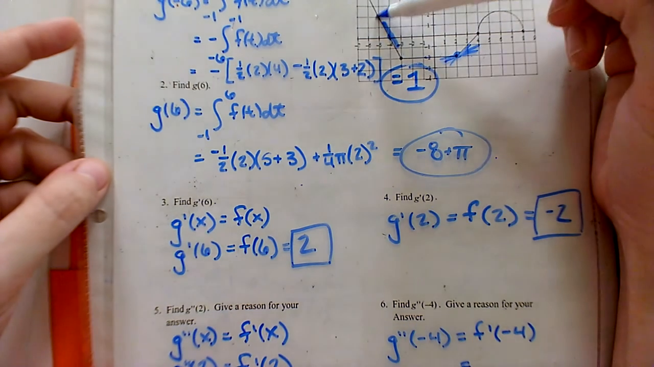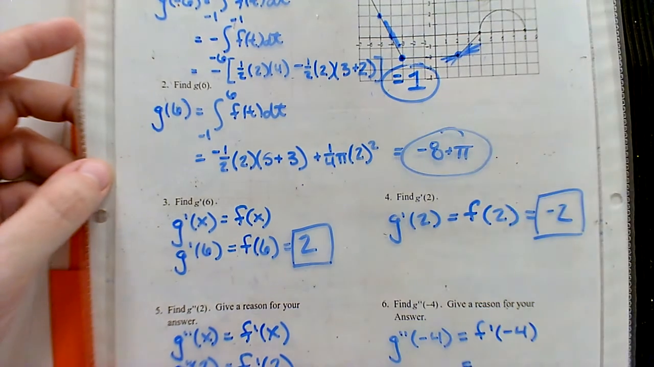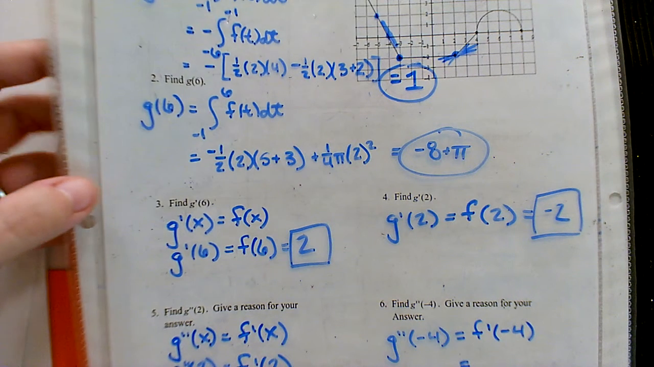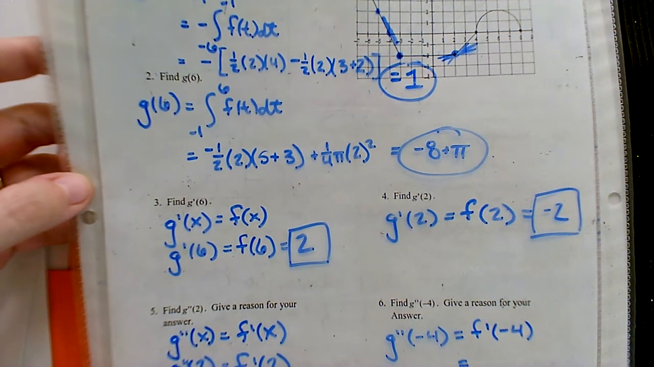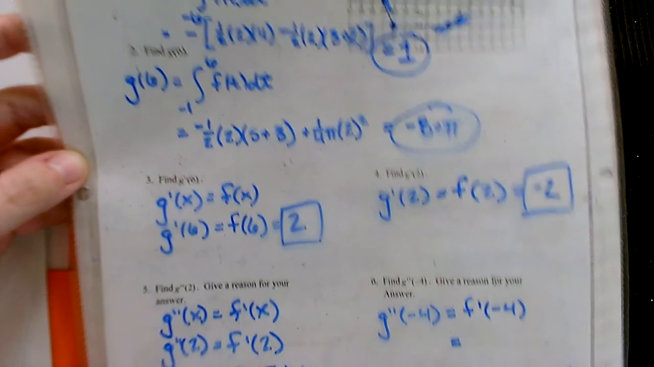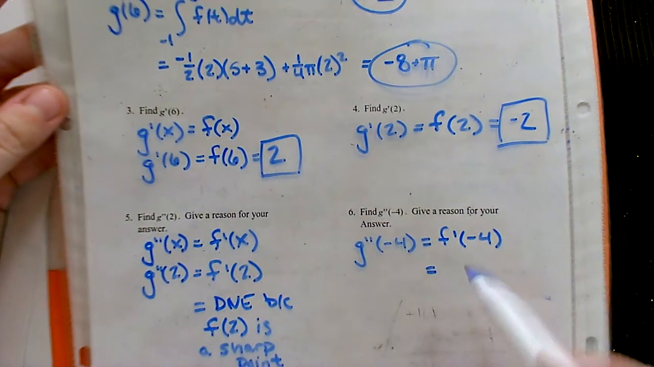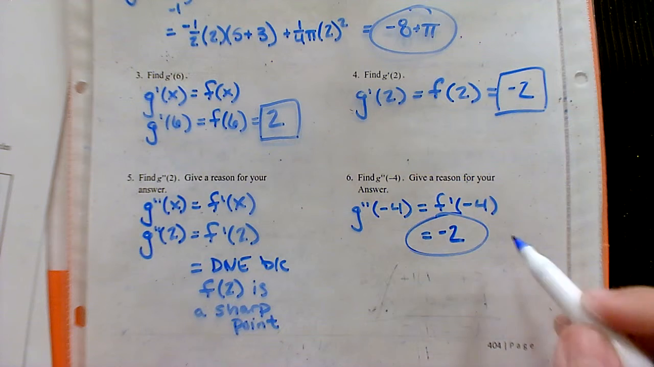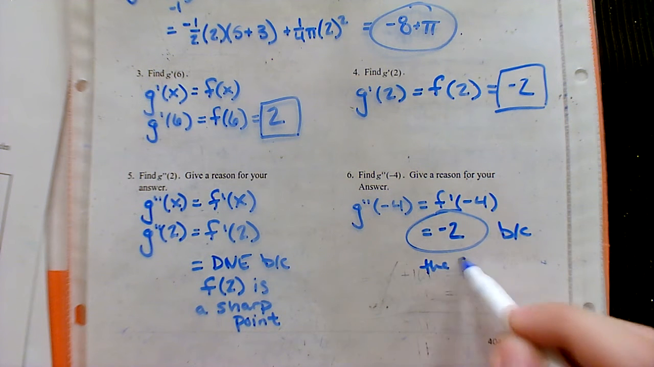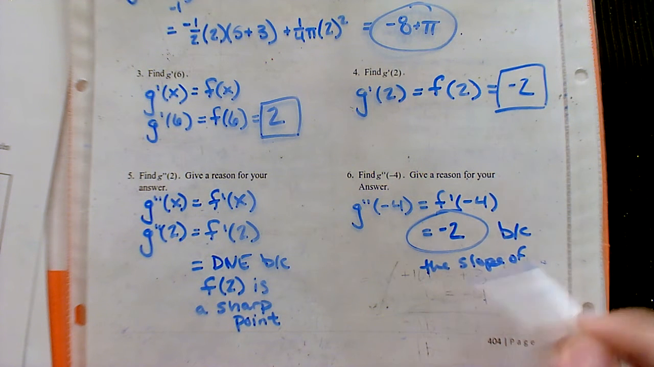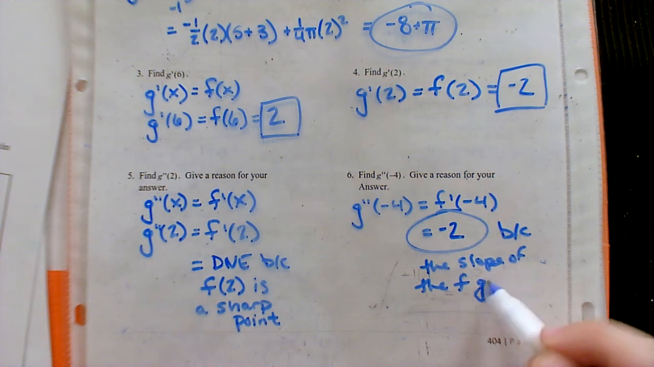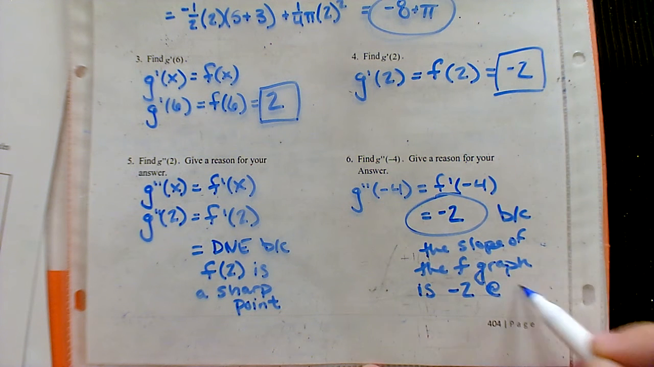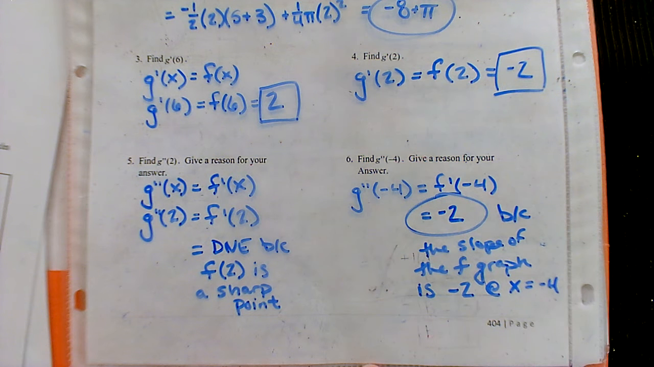Maybe you want to pick a point before it and after it to help you out. Do you rise over run? What'd you get? Good. It's like pulling teeth today, guys. We got -2. Give a reason for your answer. Because the slope of the f graph is -2 at the x value of -4.